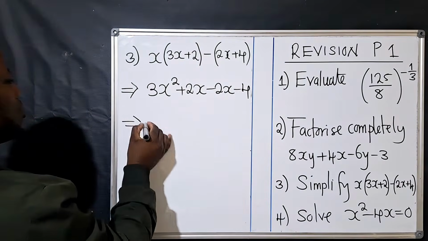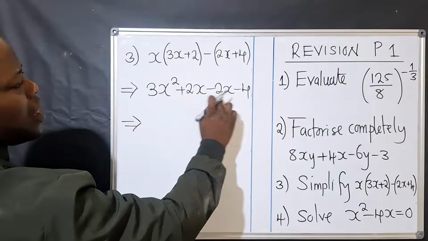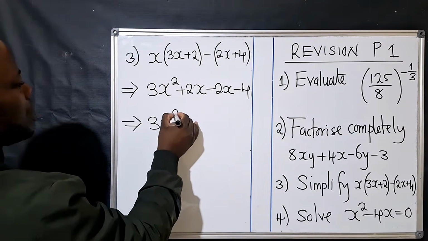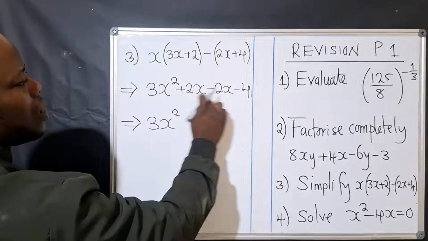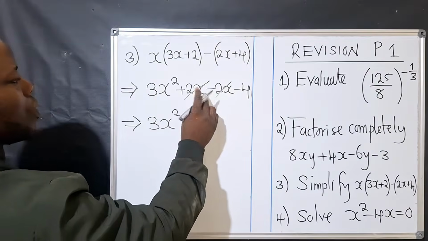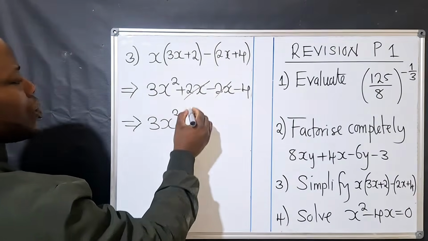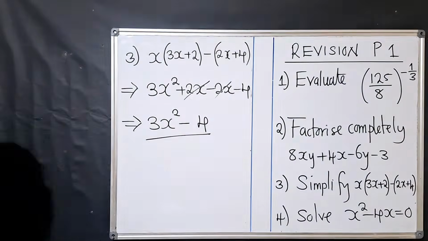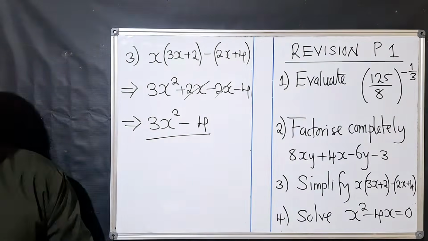From this point, we group the like terms, of which these terms are grouped already. So we write the first term, 3x squared. Do you have anything with x squared here? No. And then these two, they are common with different signs, so they cancel out. We shall remain with a minus 4. And this is our answer for question number 3.